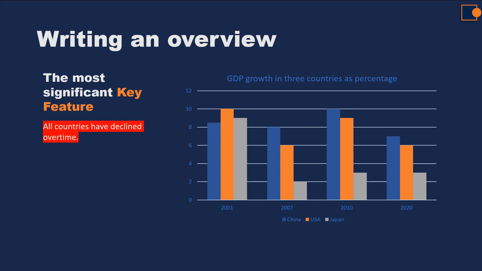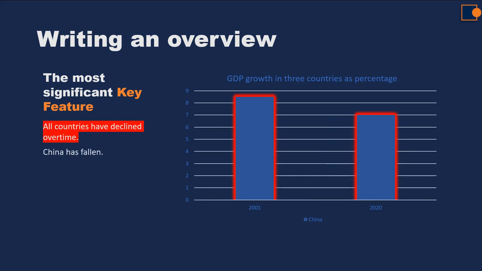But now, again, we need to find the key feature, but this time you should look for the most significant key feature. And what does it mean? It should be the key feature which is relevant to all, the entire bar chart, okay? What one thing can you say generally about the whole chart? And the answer is all countries have declined over time. So let's check whether this is correct or not.